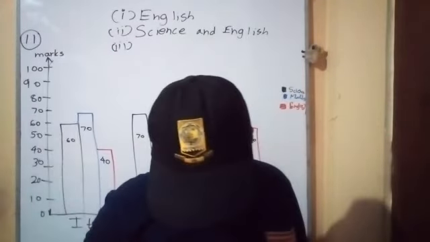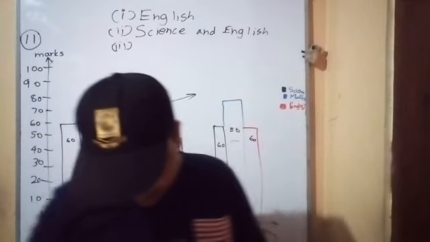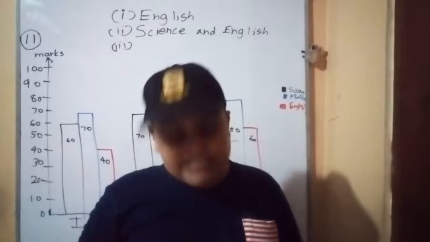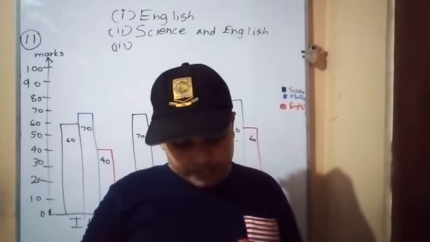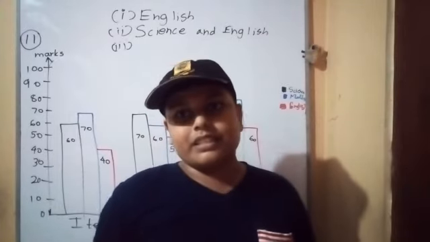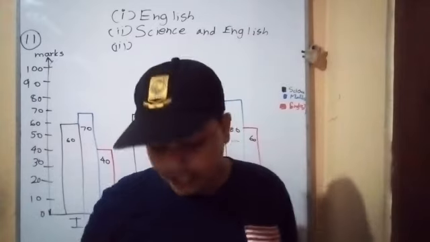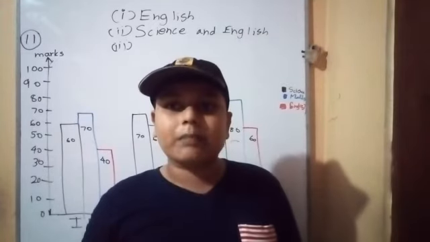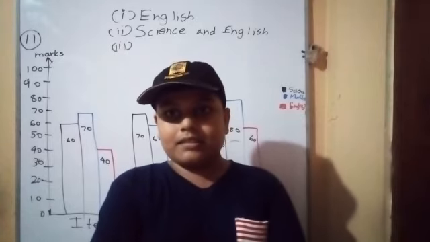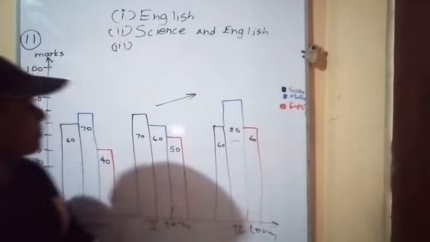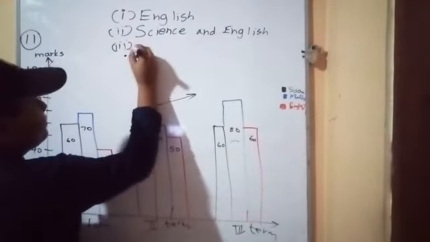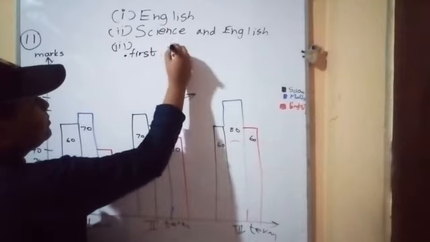Now, what is the third one? By how many marks has the total marks obtained in the third term for all 3 subjects increased when compared with the total marks obtained in the first term for all 3 subjects? That means the third term subtract from the first term. How? Firstly, get the first term.